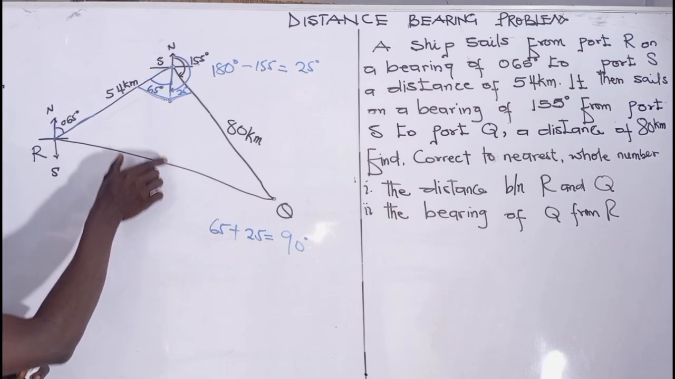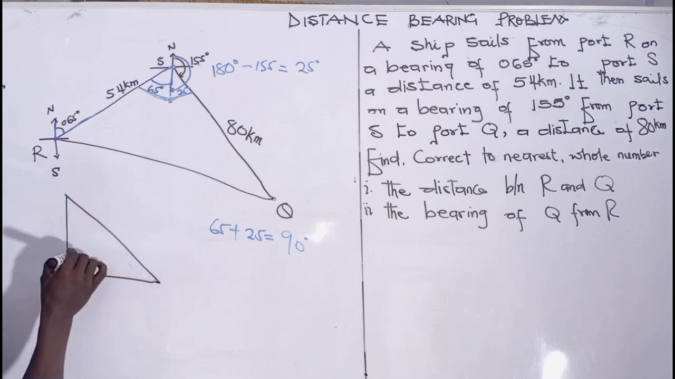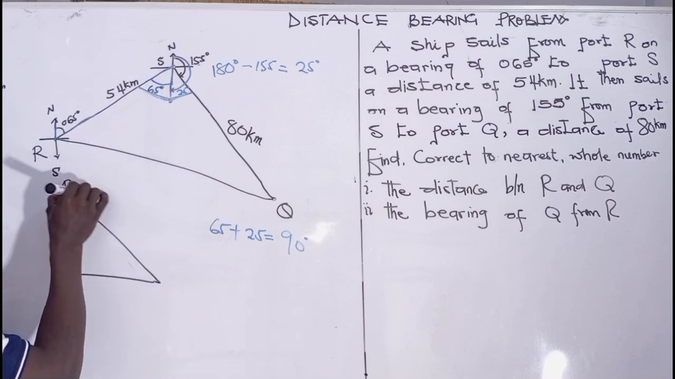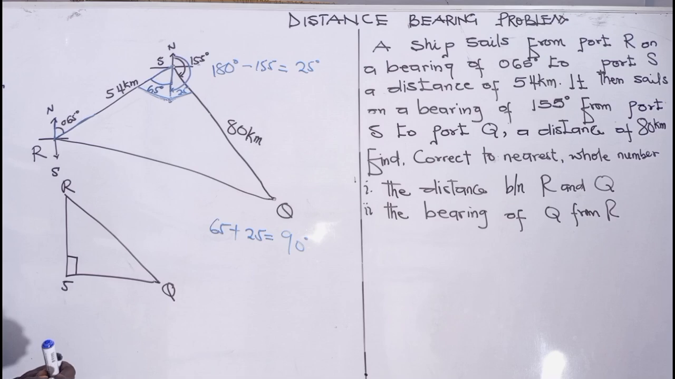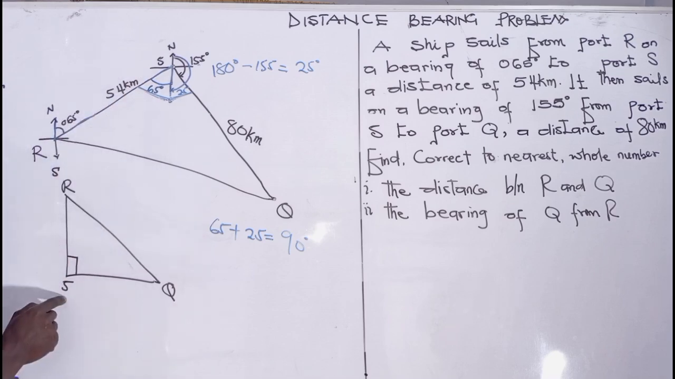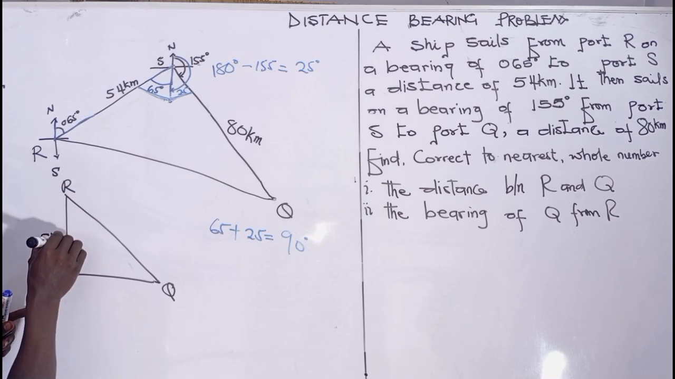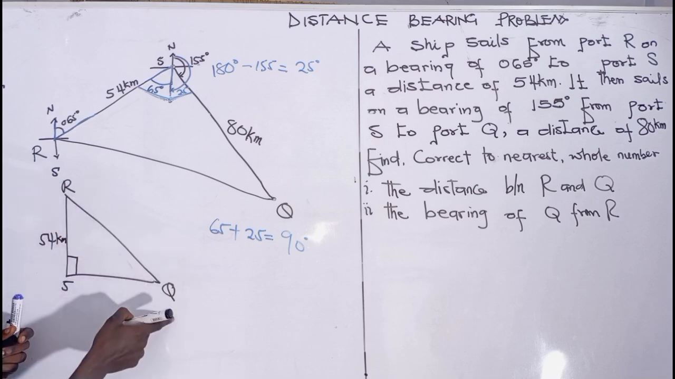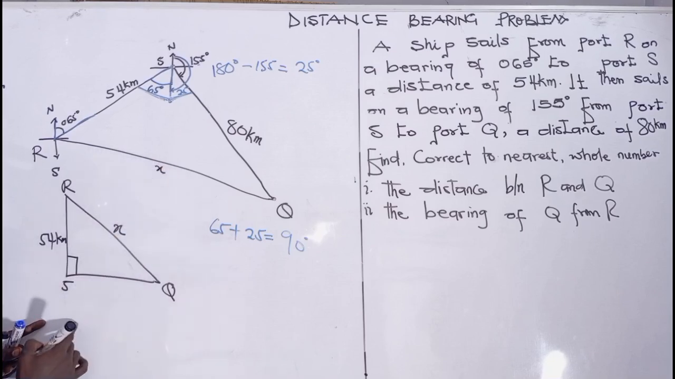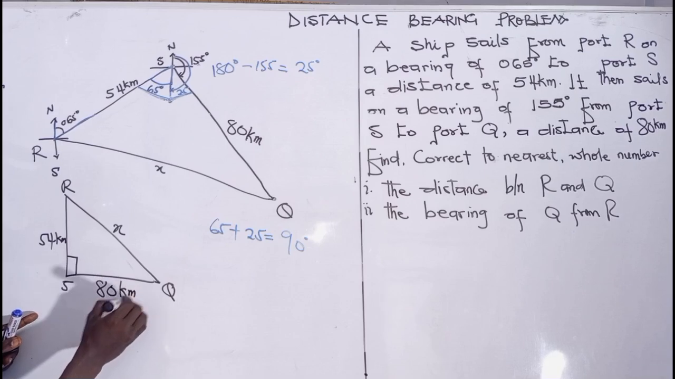So for us to see it clearly, we are going to redraw this triangle. The 90 degrees is at port X, so we have port X, we have port R, and then Q. Now let's add the dimensions. We have RS. RS is what? 54 kilometers, so we have 54 kilometers. And then we have RQ. RQ we don't know, so let's use any variable at all. Let's say variable X. And then we have SQ. SQ is what? 80 kilometers.